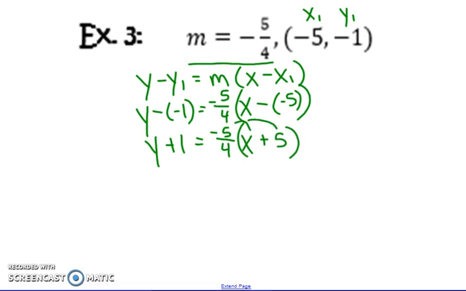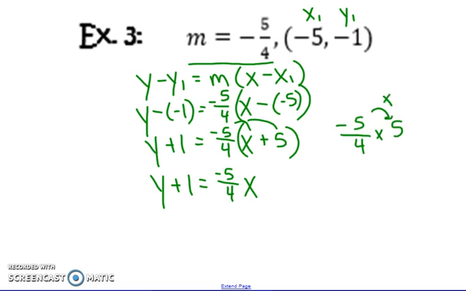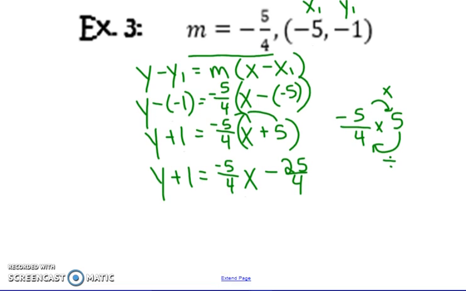From here, we want to distribute. We end up with y plus 1 equals -5/4x. Remember, when we do -5/4 times 5, you want to multiply the top and divide by the bottom. So I end up with -25/4. We can't reduce the fractions, so we're going to leave it like that. I know it's not the prettiest, but it works. I still need to get y by itself, so I'm going to subtract 1 on both sides.